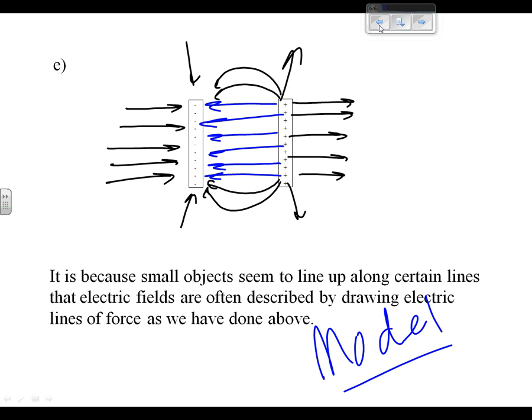Okay, so I have a handout here. It says draw the electric lines of force. On the front, you are to draw them. There's a few ones that are the same, and there's a few that are different. And on the back, there's like an old matching one.